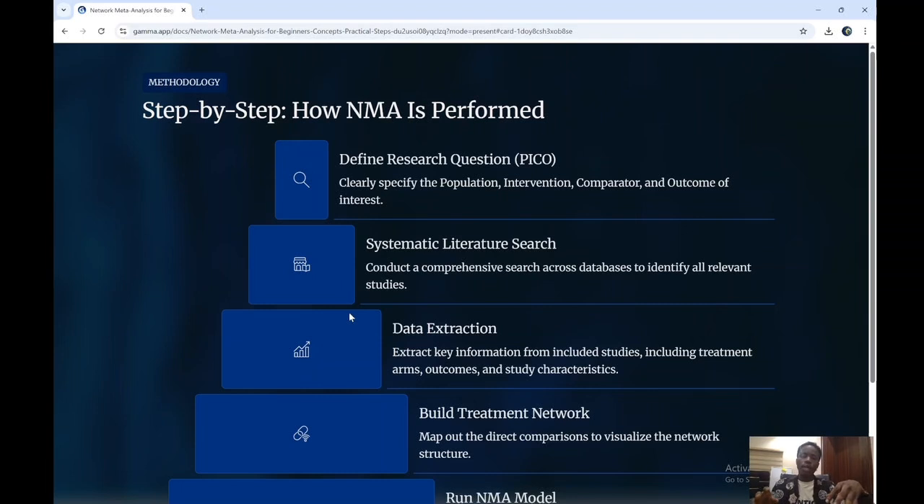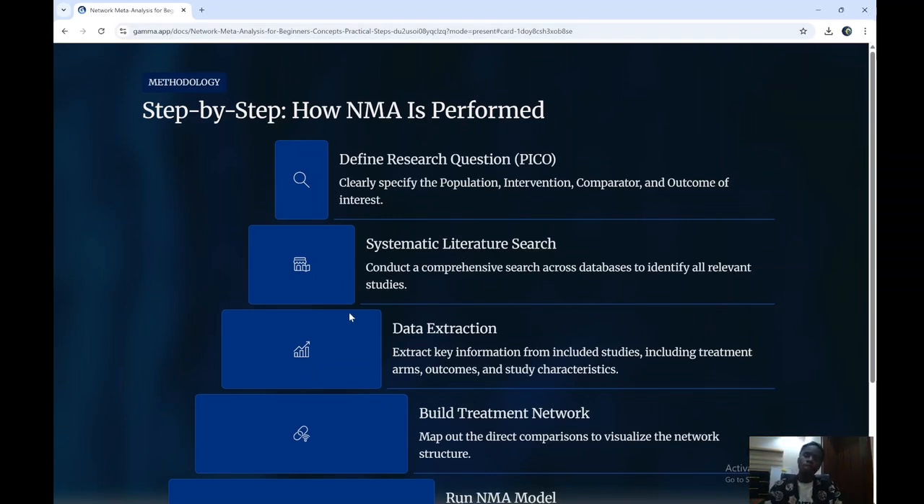And then you can also build the treatment network, which is something I'm going to show you in the next video in my practicals, and probably how to map out the direct comparisons to visualize the network structure. And then we're going to run the network meta-analysis model. That's definitely going to be the last thing that we're going to do.